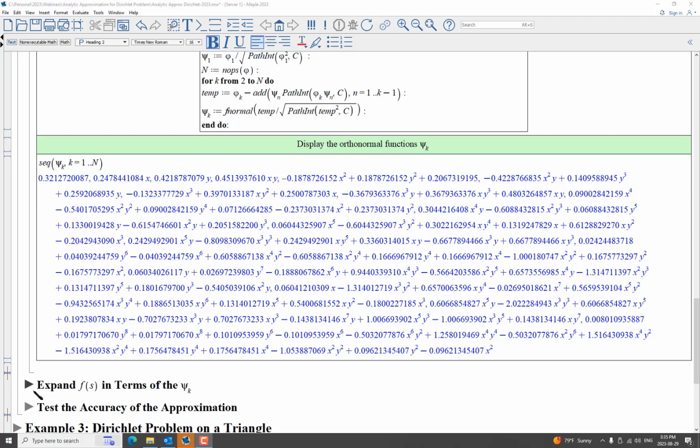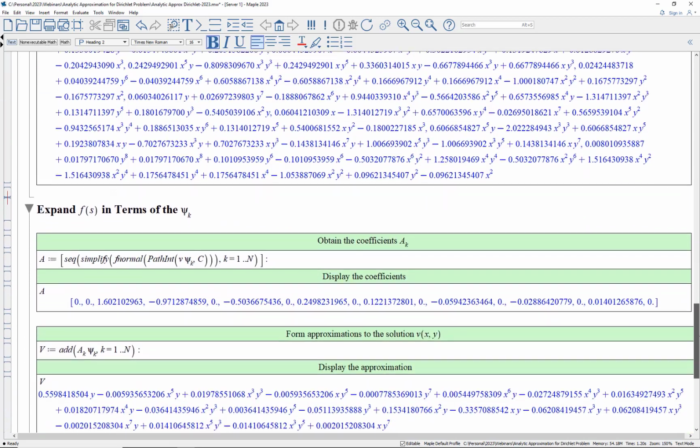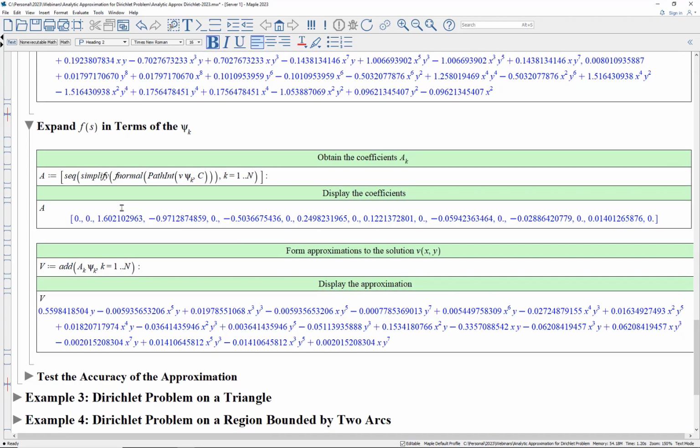The next step is to expand the boundary function in terms of these psi k's. So here is the integration step, path in. Simply give it V and let the path in command figure out that it has to evaluate V on this ellipse. The fnormal and the simplify clean things up. This is the list of coefficients that you generate. A couple of zeros, another 0 in here, 0 over here.